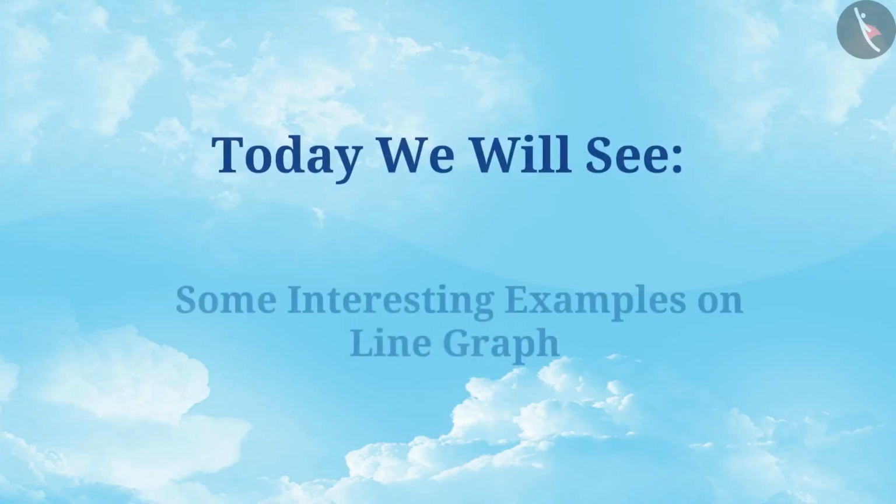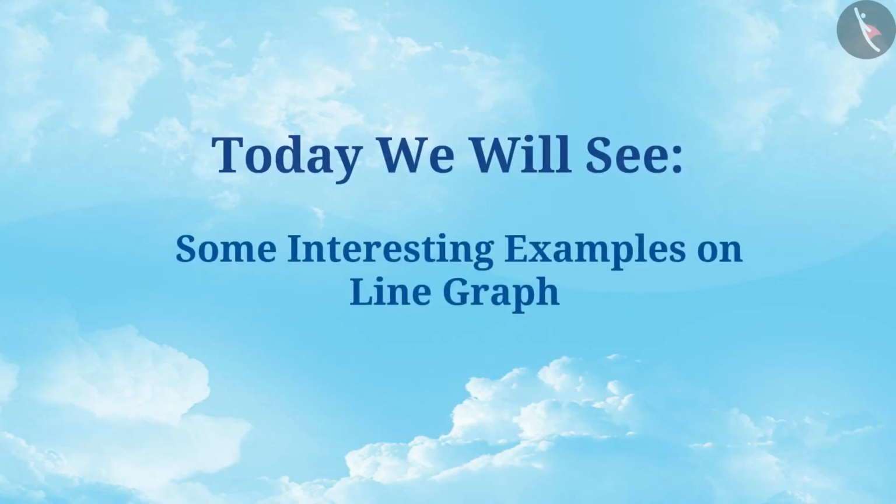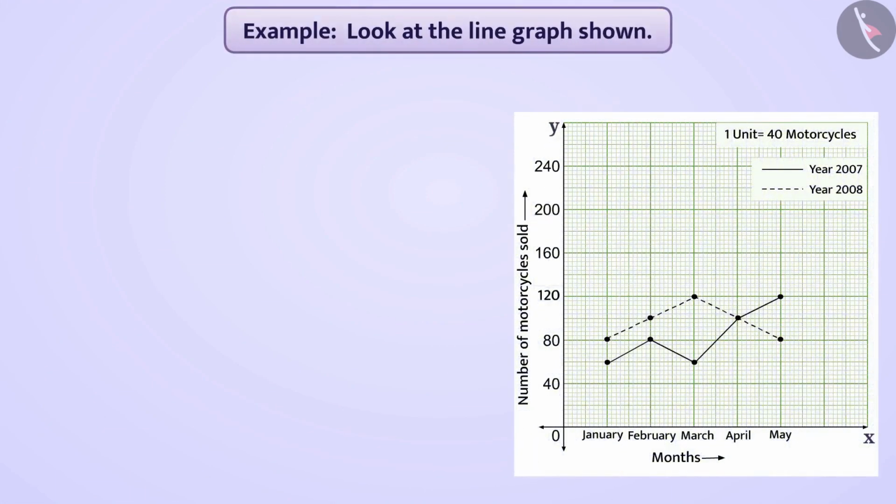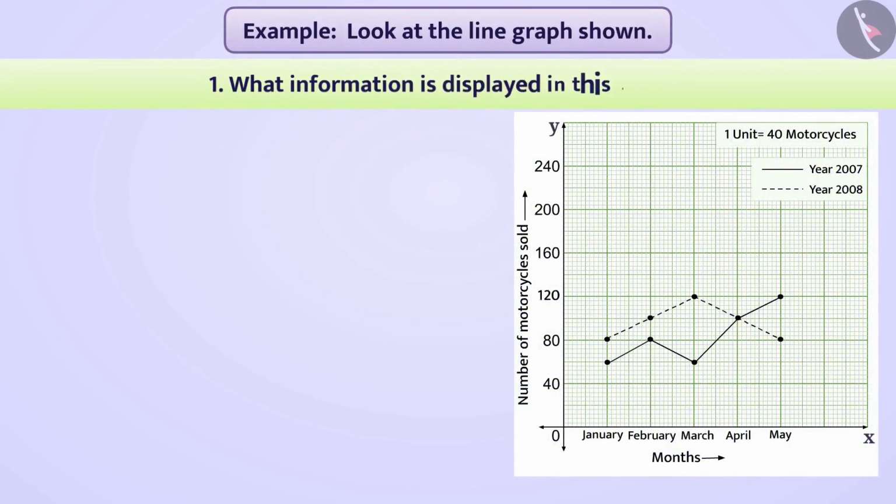Today we will see some interesting examples on line graph. Look at the line graph shown. What information is displayed in this graph?